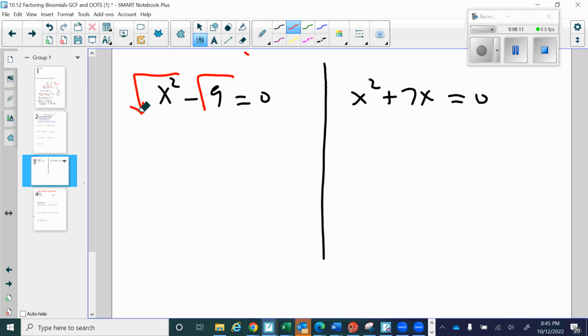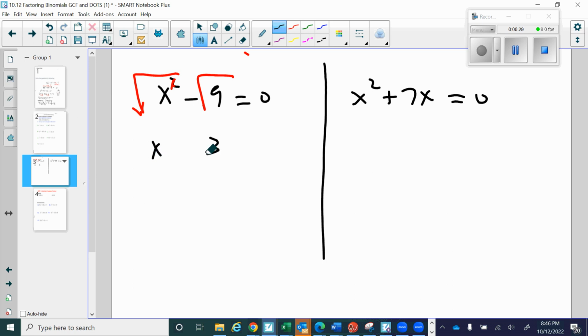Square root of 9 is 3. Then your factors are going to be x and 3 in both factors. X and 3, and then one gets a minus sign, one gets a plus sign, equals 0. Okay?